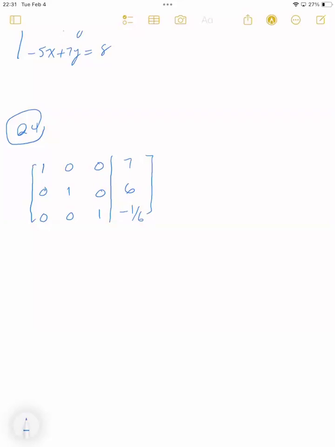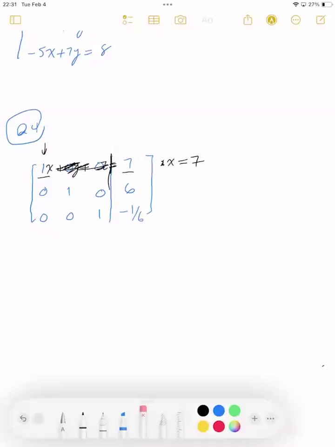So just go ahead and remember, this is your X column. So this is 1X plus 0Y plus 0Z equals 7. But 0Y is 0. 0 times Z is 0. So these are 0. So you're just left with 1X equals, this line is equal, so you have 1X equals 7. You don't need to put 1. You just write it simply as X.